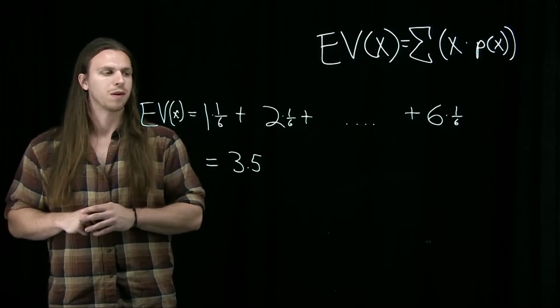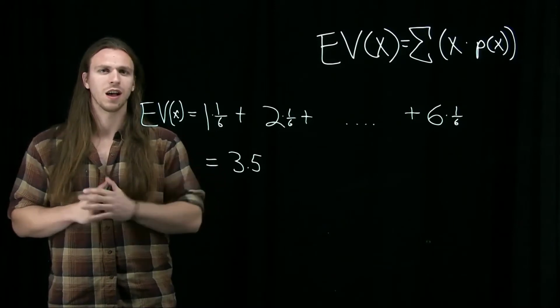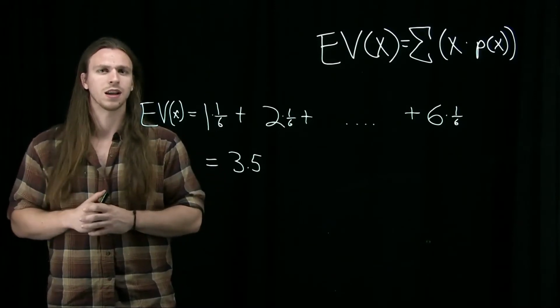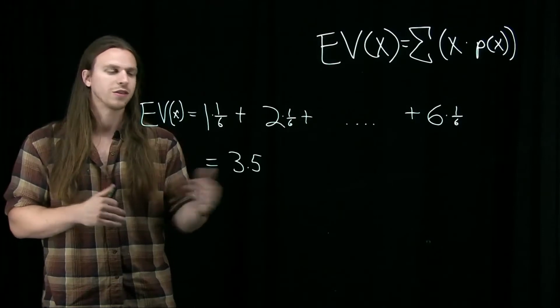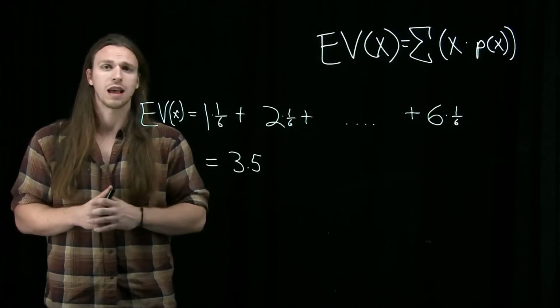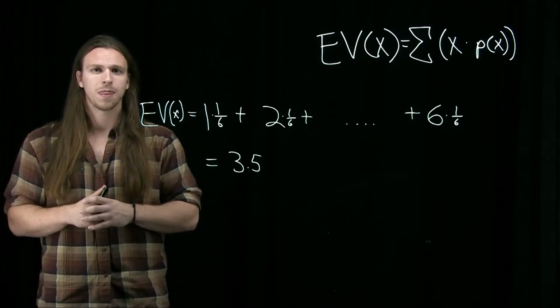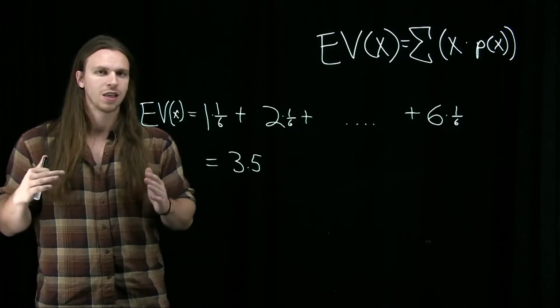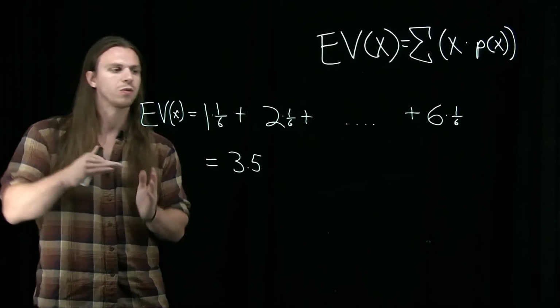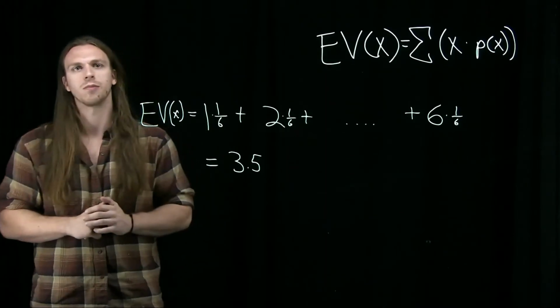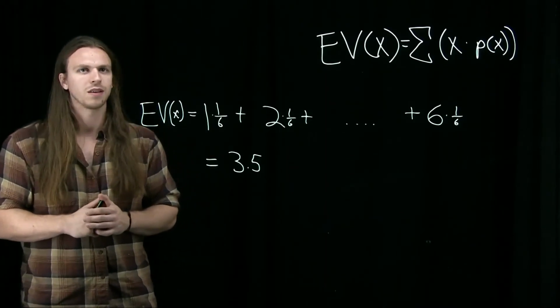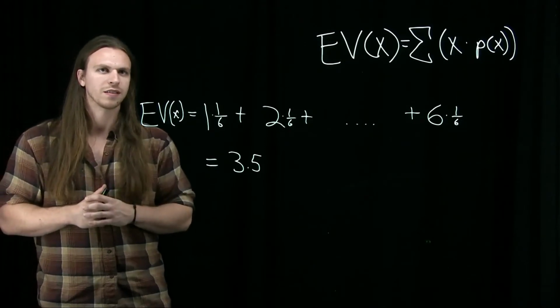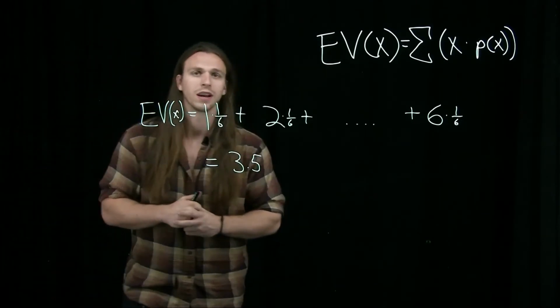But remember, this isn't a prediction of any single roll of the die. Rather, you should think of it as a long-run average. As we continue to roll our die over and over again, the average of those rolls will tend to converge on this number. Expected value is an important idea in statistics, and it will come up over and over again in later videos.